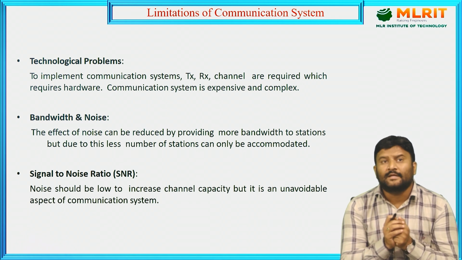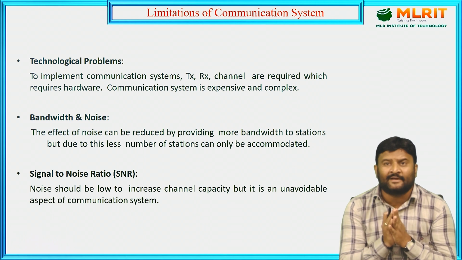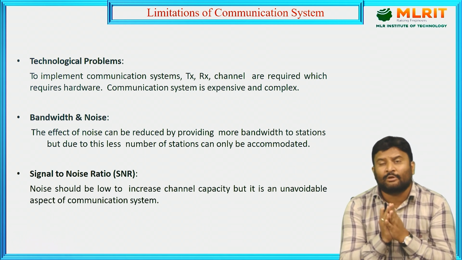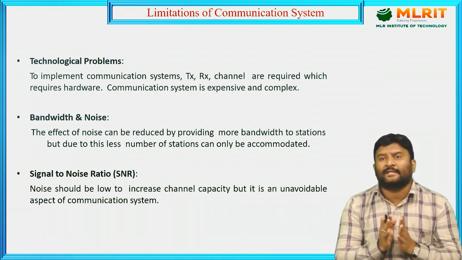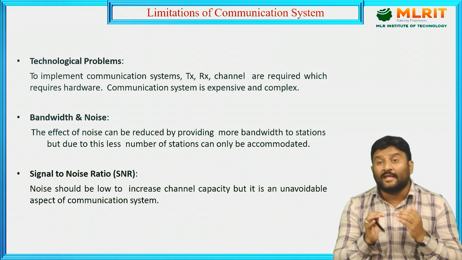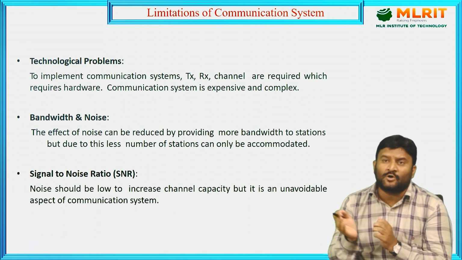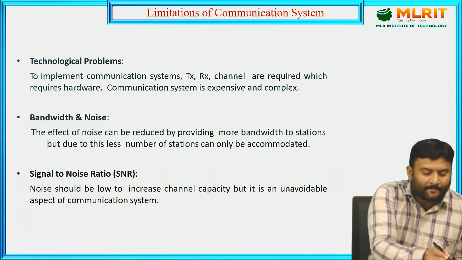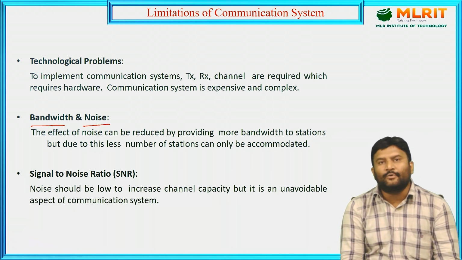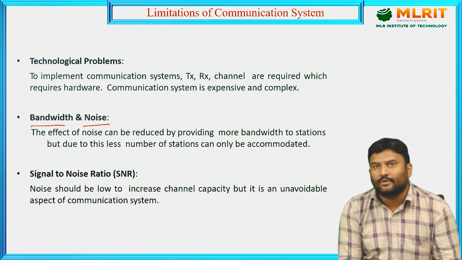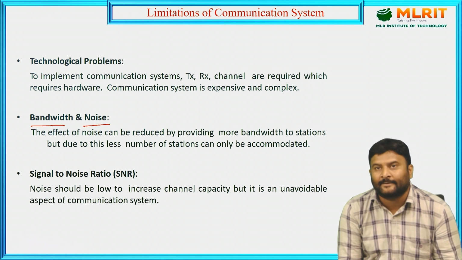And the next one is bandwidth and noise, very important terms. We already have the definition of bandwidth. The difference between the higher frequency and the lower frequency is called bandwidth. For example, the signal should be within the bandwidth, so we get a good frequency, nothing but a good signal output. For example, when the signal strength is less and the information passing distance is more, on that point bandwidth and noise automatically happen. That's why the effect of noise can be reduced by providing more bandwidth to stations, but due to this, a smaller number of stations can be accommodated.